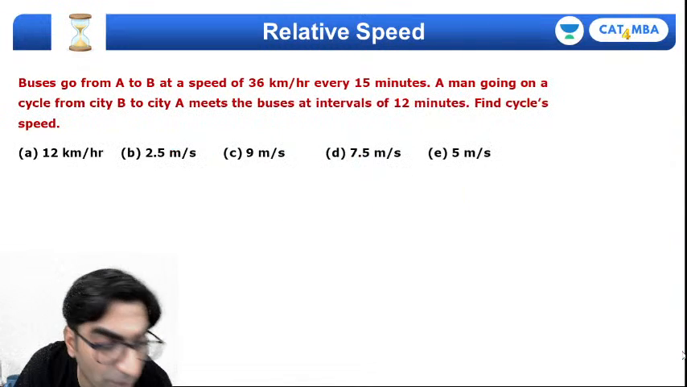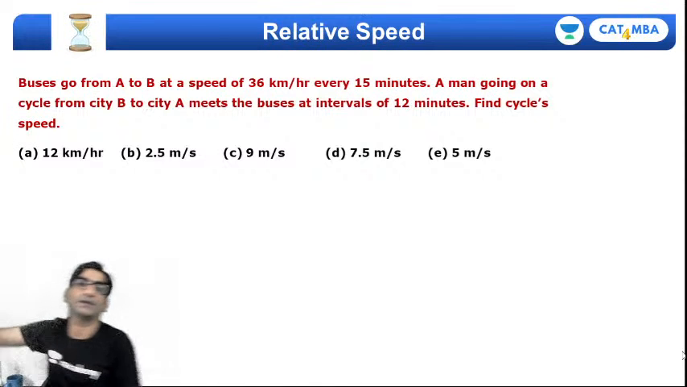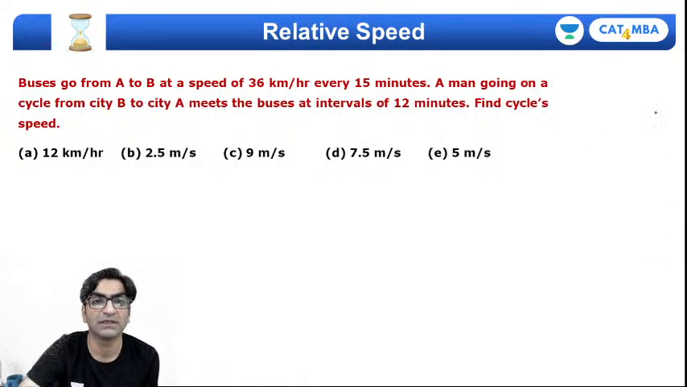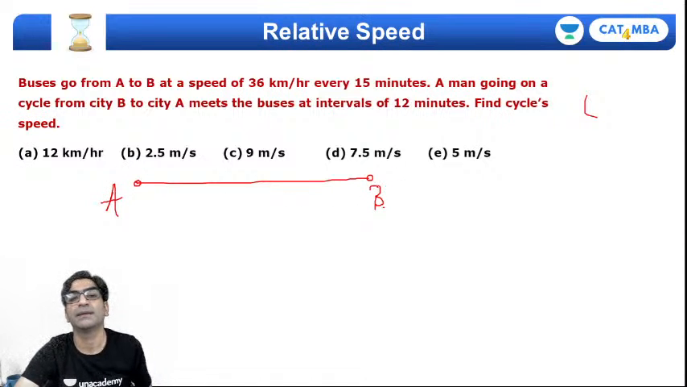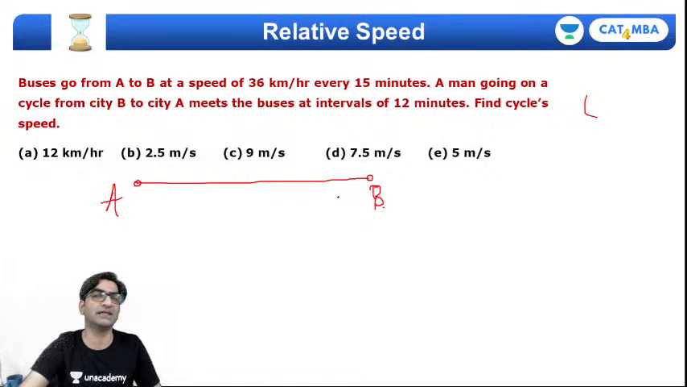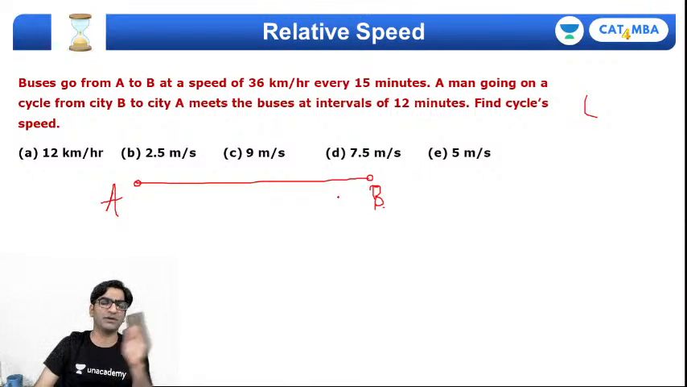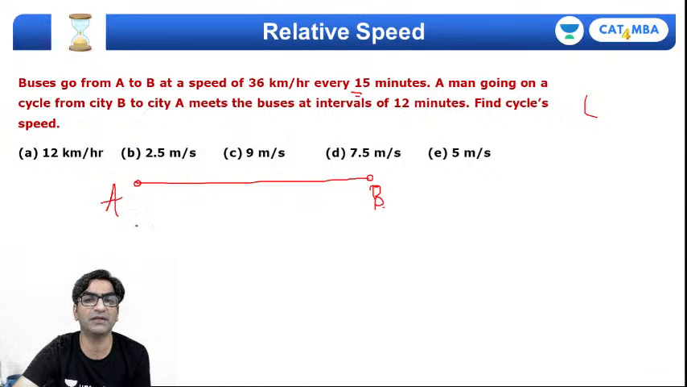Yeah, or another one of similar nature. Buses go from A to B every 15 minutes, right? Every 15 minutes interval, there are buses which go from a point A to a point B. And a man who's cycling from B to A meets these buses at intervals. Now imagine if the man wasn't moving, if the man was sitting on a stationary cycle, what would happen? You'd get the first bus, it would cross him. But every 15 minutes means second bus.